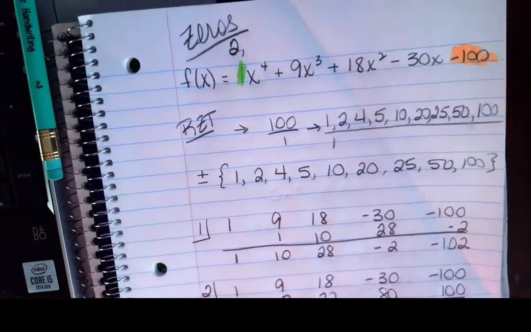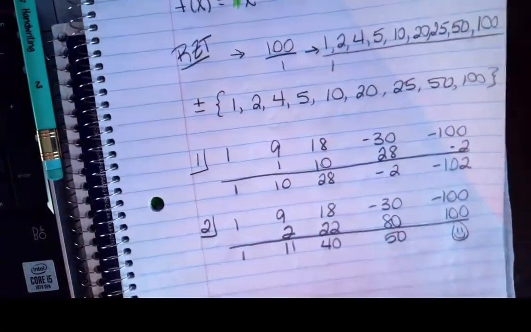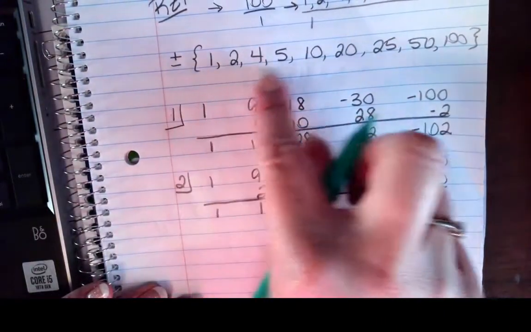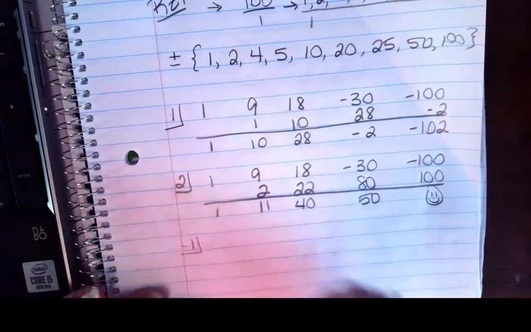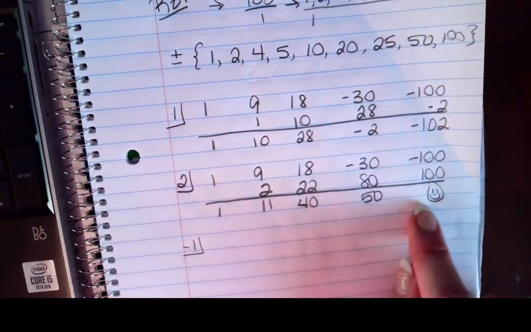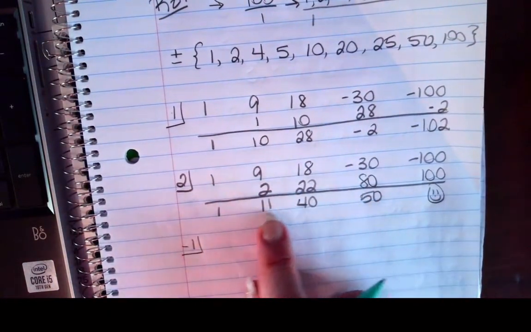All right, so I found 1, I found 2, so now I'm going to go over and just try some negatives, okay? So let's try negative 1. Negative 1 is in my pile. Let's try it. Now here's the cool part. I found a 0, which means I can now drop this down and I can use this row.